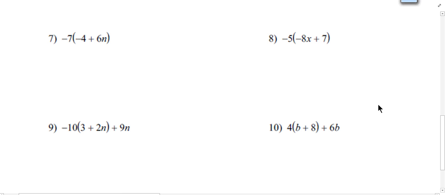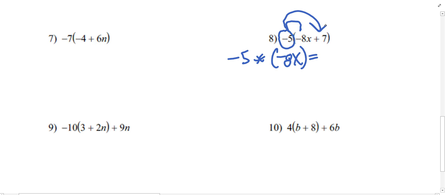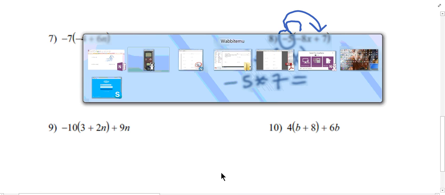Alright, just a little bit of distribution practice. You should be fairly good with these type of problems. But number 8, just remember, if you'll always circle the quantity that you're going to distribute, you won't make a mistake here. So you're actually distributing negative 5 multiplied by a negative 8x. Okay, that's going to give us our first quantity. And then we're also going to distribute negative 5 multiplied by 7. Which, of course, this is just going to end up being a negative 35. But if you're not good with the signs, go ahead and just trust your calculator.